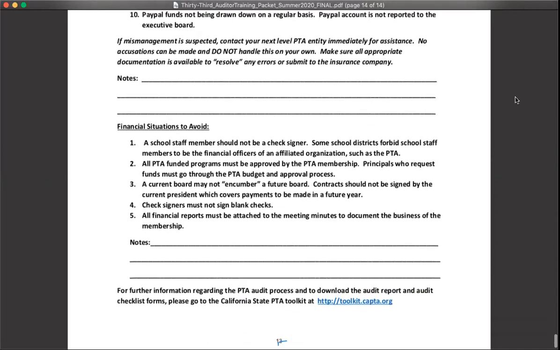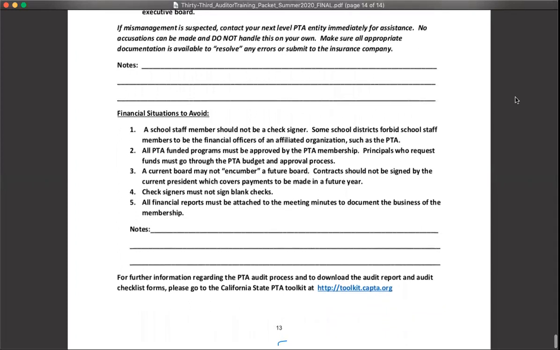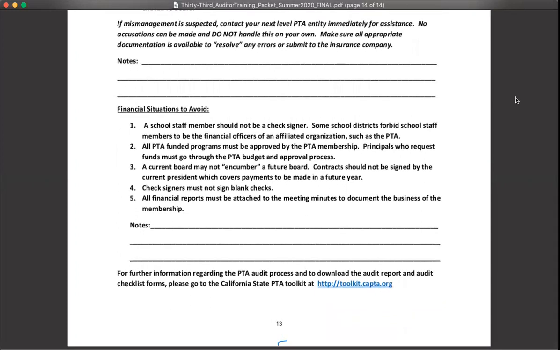And financial situations to avoid. School staff members should not be a check signer. Some school districts forbid school staff members to be financial officers of an affiliated organization such as the PTA. So you want to make sure that it is best that school staff members are not check signers, period. And I know districts are different, but I think that's a good policy. And all PTA funding programs must be approved by the membership. Principals who request funds go through the PTA budget and approval process. The first thing I was told when I started PTA was that you're not the principal's checkbook.